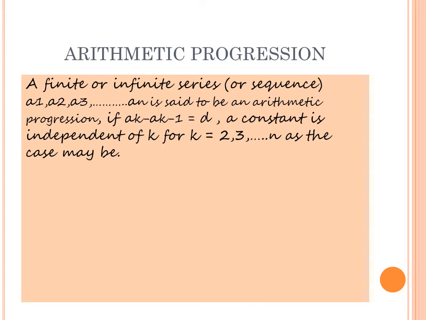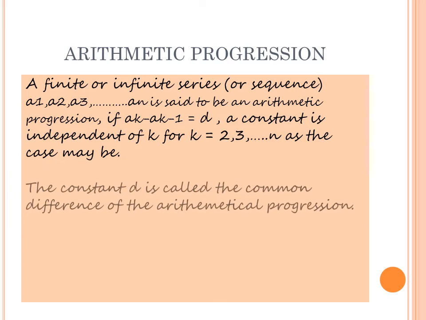So let's discuss a finite or infinite series or sequence A1, A2, A3, and so on till An is said to be an arithmetic progression if Ak minus Ak minus 1 is equal to d, a constant independent of k, for k equal to 2, 3, and so on till n, as the case may be. Here it is either finite or infinite. Finite means you can count the number of terms, and infinite means the number of terms is uncountable.